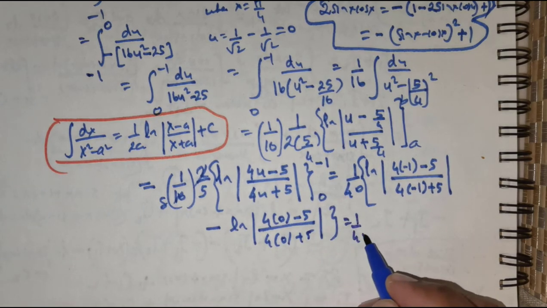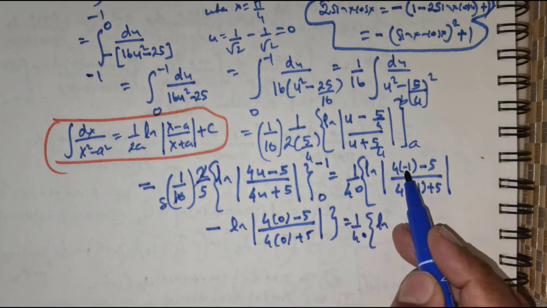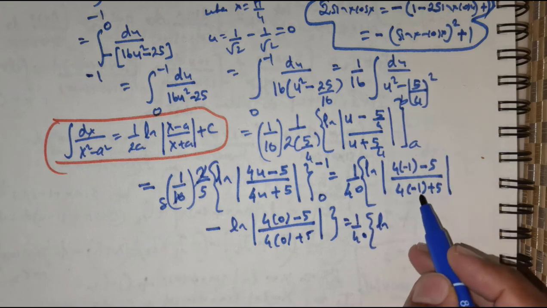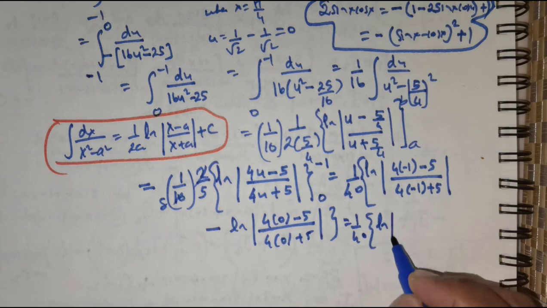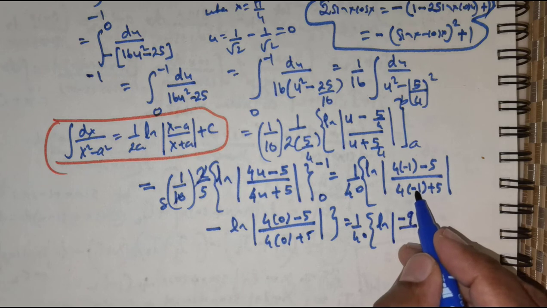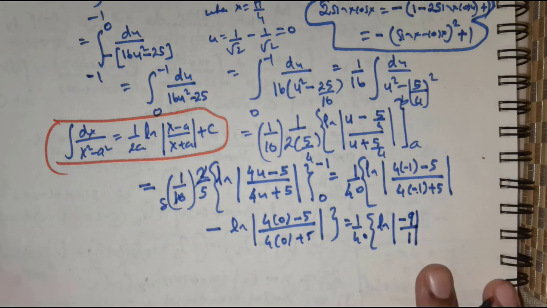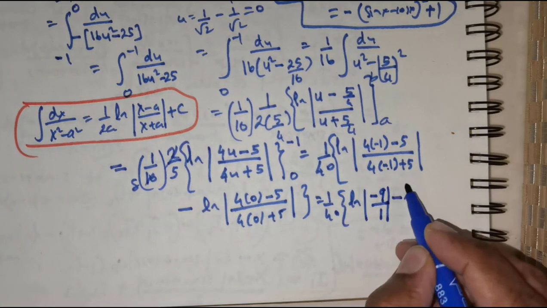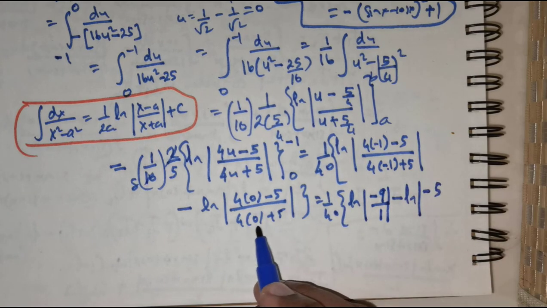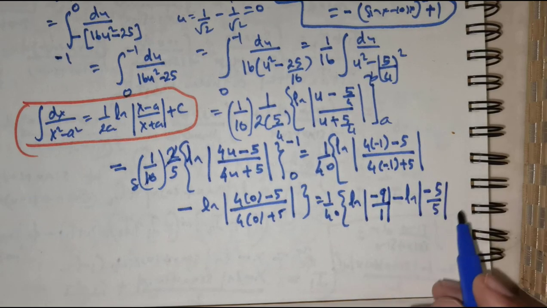So this is equal to 1 over 40. Now ln, 4 times negative 1 is negative 4. Negative 4 added with negative 5 will give me negative 9, right? So this is inside the modulus. So modulus of negative 9 divided by 4 times negative 1, which is negative 4, added with 5, that's going to be 1. So this is the first evaluation, followed by negative ln modulus of 4 times 0 minus 5, over 4 times 0 plus 5. So this is what I have now.